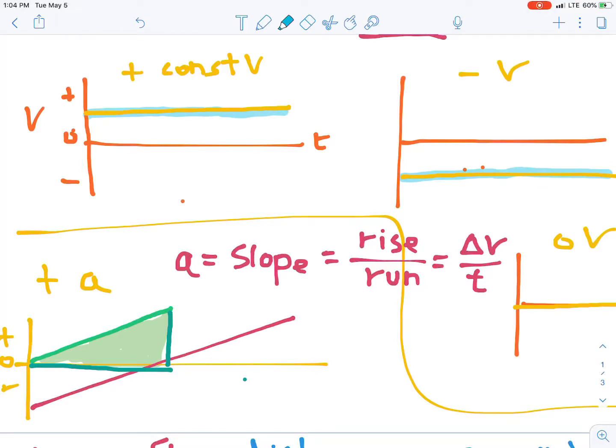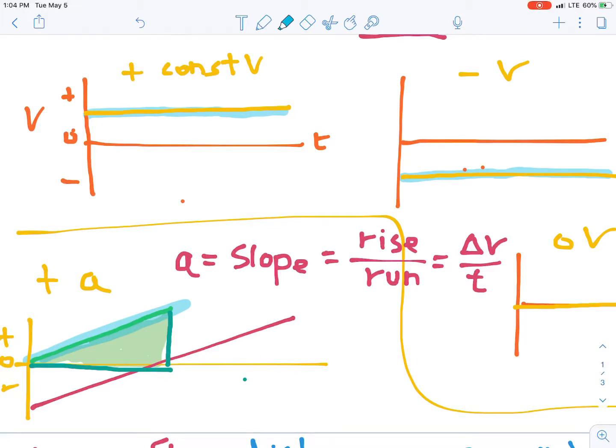If there is any kind of slope, and I believe this was the original picture here, it doesn't matter where it starts. It could start at the zero, it could start below zero, it could start above zero. If there's any slope at all, that means acceleration. And then where you're at on the line depends on what is actually happening.